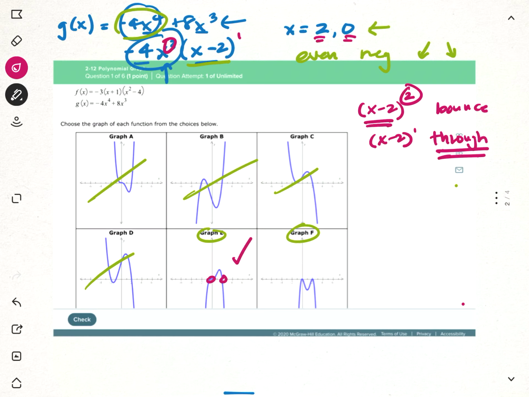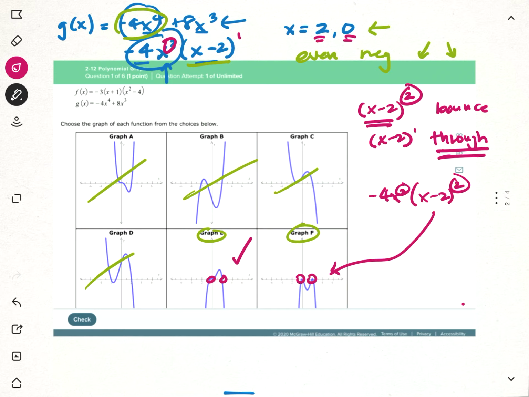We wouldn't select the other one because it bounces off the graph at these 2 points. It doesn't cross over to the other side. So if they were both evens, if it were 4x squared, x minus 2 squared, then this would be the graph because it bounces, because these two exponents are even. So a little bit weird, a little bit more difficult than the first one, but still doable.